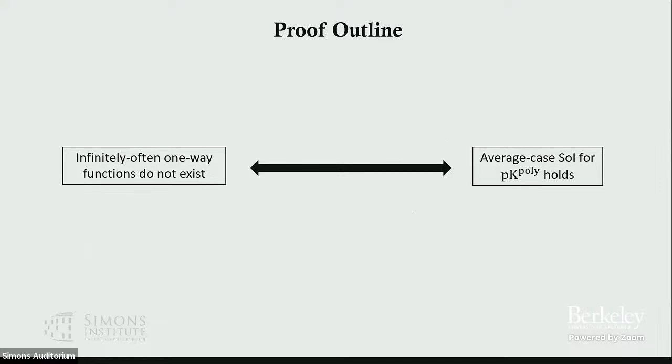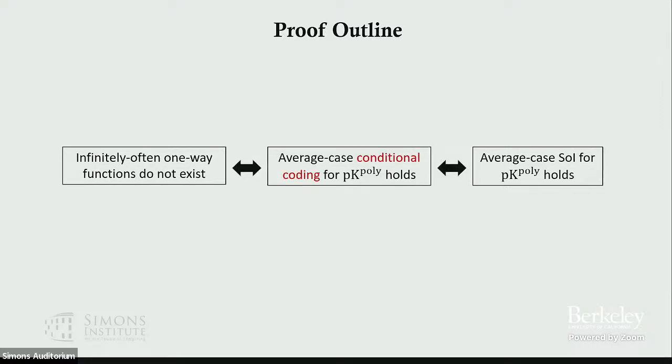Okay, now let's look at the proof, and we'll focus on the PKT case first. So we want to show that infinitely-often one-way functions do not exist is equivalent to average case symmetry of information for rKquasipoly holds. And what we're going to show is that these are both equivalent to something called average case conditional coding. I will explain what it is.